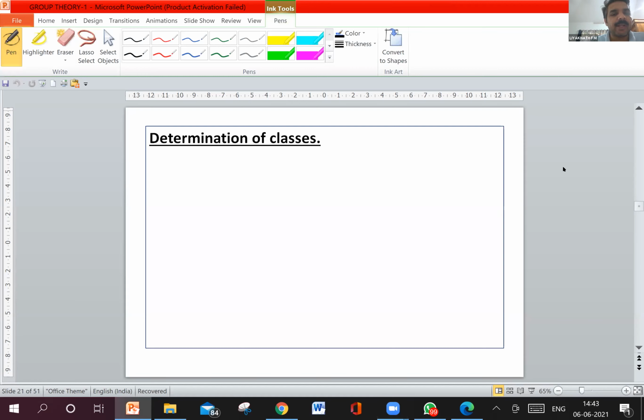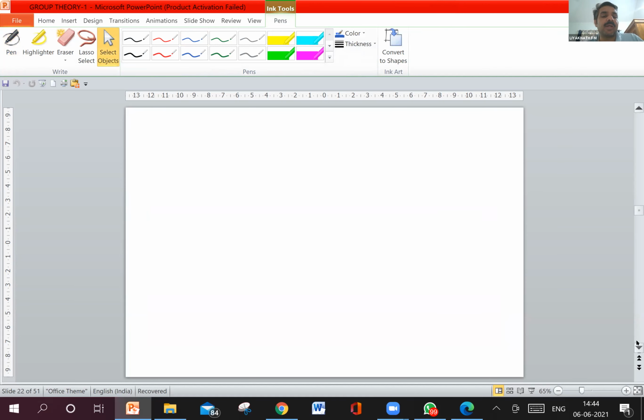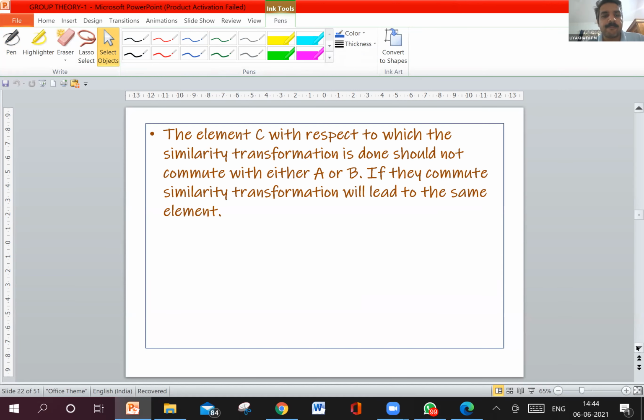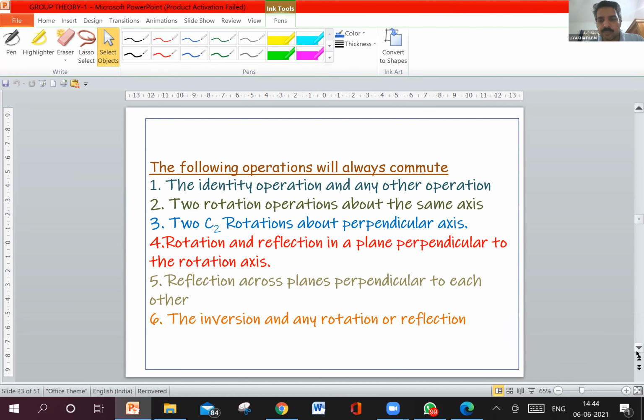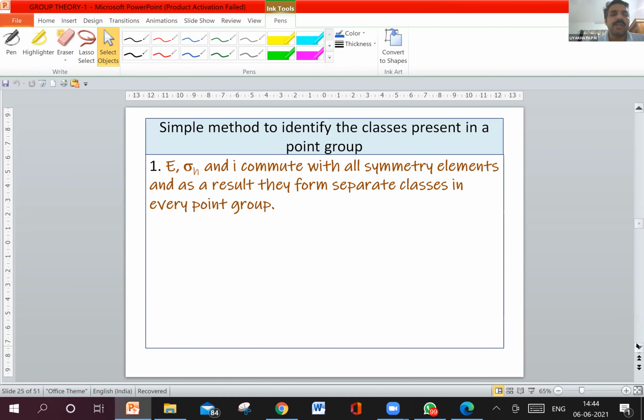So this step is a very laborious process. If the point group is a complex point group containing a very large number of elements, it is very difficult to find out all the similarity transformations and classes. So there is a simple method to find out the conjugate elements. Okay, we are looking for that. Simple methods to identify the classes present in a point group.